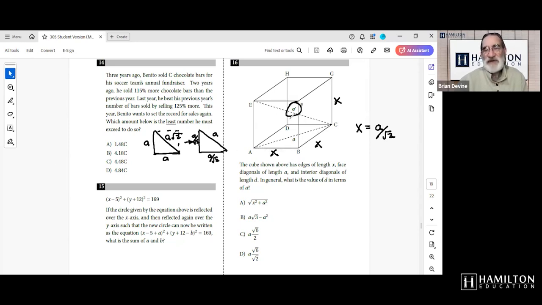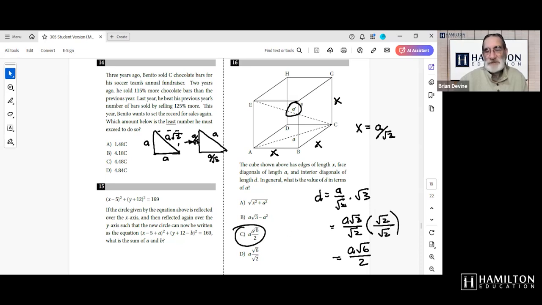And D, well, a fact about a cube is that if we know the edge length of a cube, then the diagonal is the edge length times √3. So D must be equal to A over √2 times √3, which would be A√3 over √2, which we can rationalize by multiplying by √2 over √2. And we're going to get A√6 over 2. C is your answer.